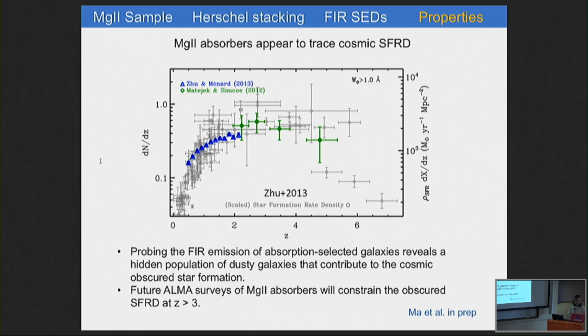Actually, people have found that magnesium-2 absorbers appear to trace the cosmic star formation rate density, but this is based on the unobscured star formation rate. So it's likely that they also trace the obscured star formation rate density. So probing the far-infrared emission of absorption-selected galaxies provides a new way and reveals a hidden population that contributes to the cosmic obscured star formation. And future ALMA surveys of magnesium-2 absorbers will constrain the obscured star formation rate density at this wavelength range.